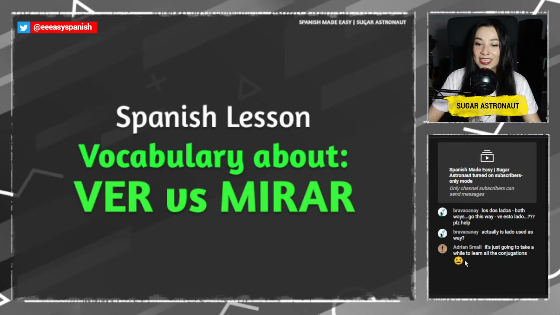Ver is irregular, so it has its own conjugation. We can talk about that verb for sure. We can conjugate it in a future lesson. So don't worry about that, Adrian.